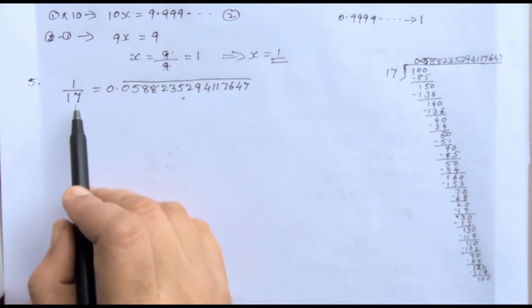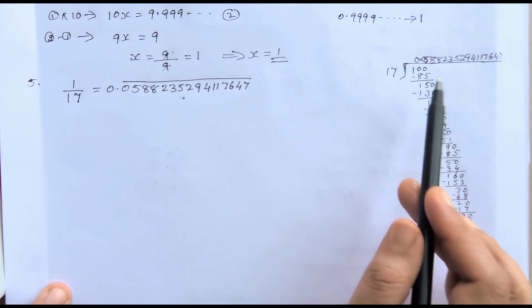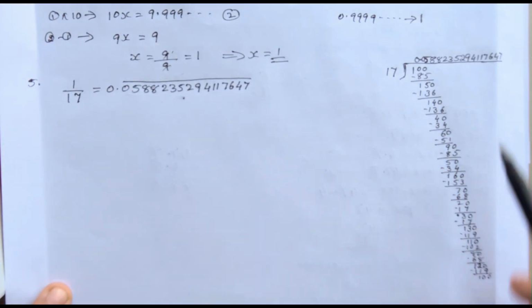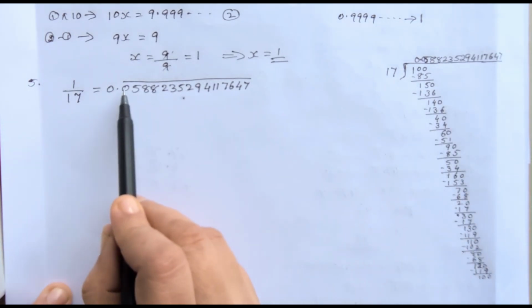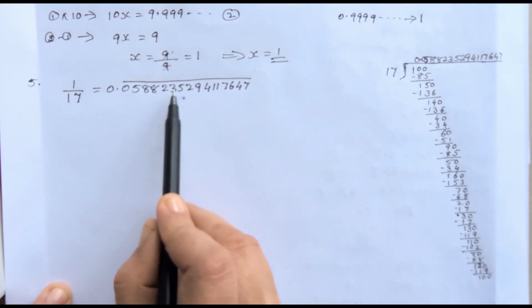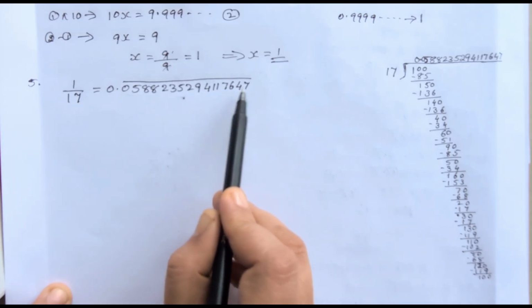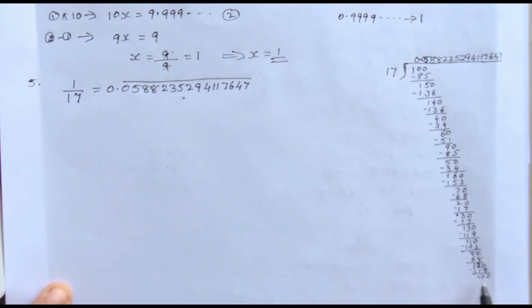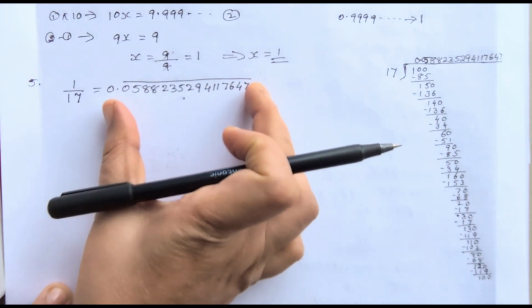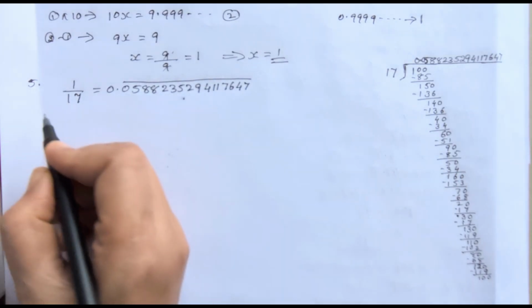So the number 1 by 17. When we are dividing 1 by 17, we are getting such a big block of numbers. In this block, it contains 1, 2, 3, 4, 5, 6, 7, 8, 9, 10, 11, 12, 13, 14, 15, 16 digits. After 16 digits, the first number is repeating again. So we are considering all these digits together as a block. So that's the answer.